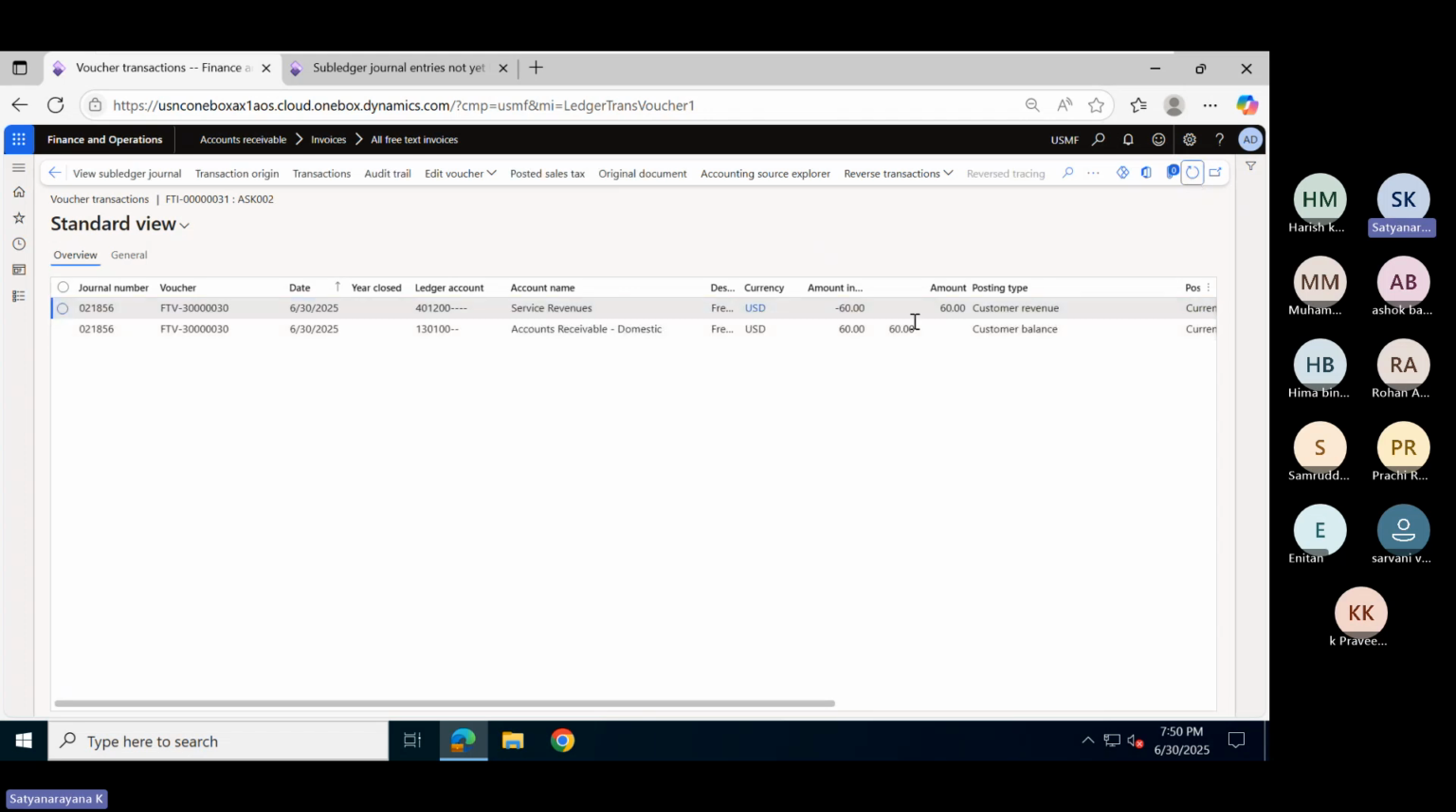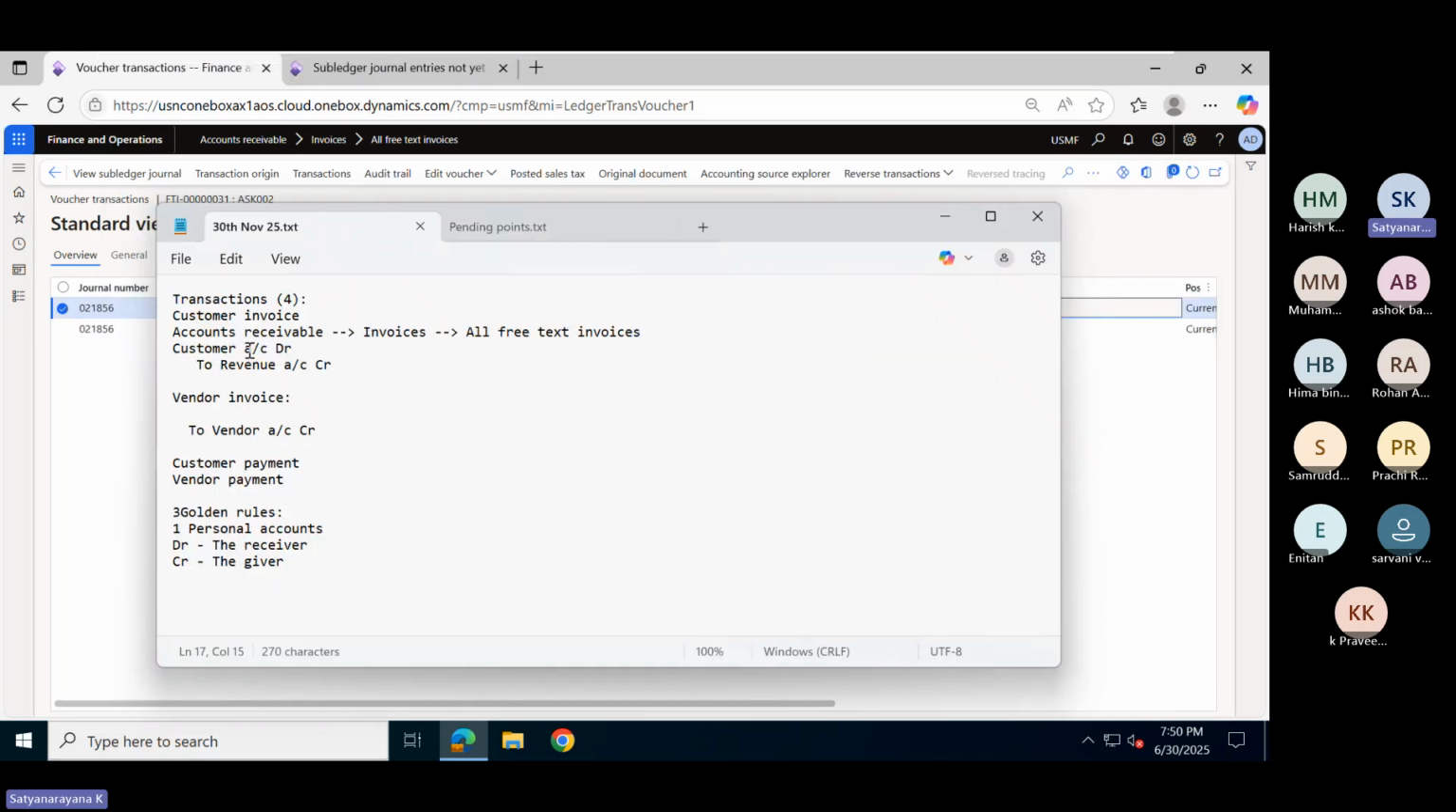So customer balance account debit to revenue account credit. That's what it is here. Customer account debit. The rule is debit the receiver. Revenue account credit means one of the nominal accounts. The rule is debit all expenses and losses, credit all incomes and gains. This rule we need to apply.